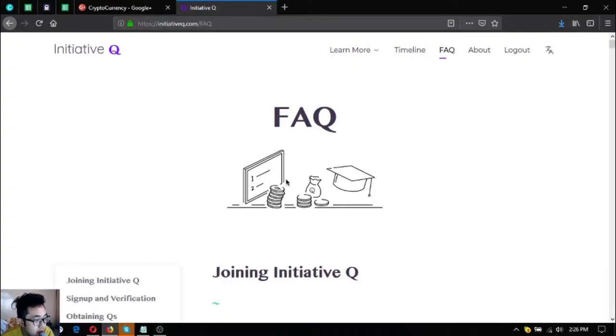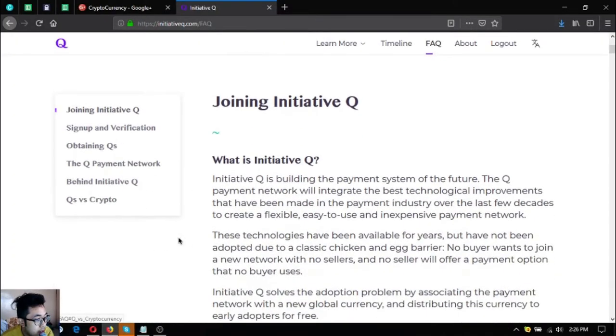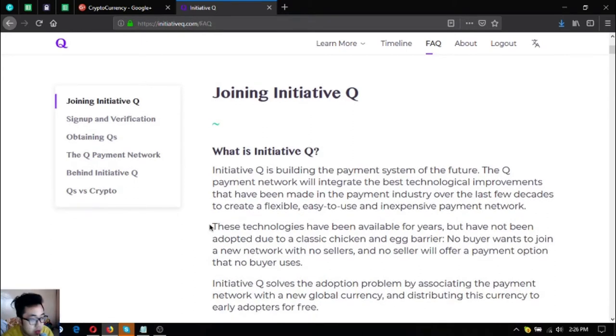So, facts about Initiative Q. What is Initiative Q? Initiative Q is building the payment system of the future. The Q payment network will integrate the best technological improvements that have been made in the payment industry over the last few decades to create a flexible, easy-to-use, and inexpensive payment network.